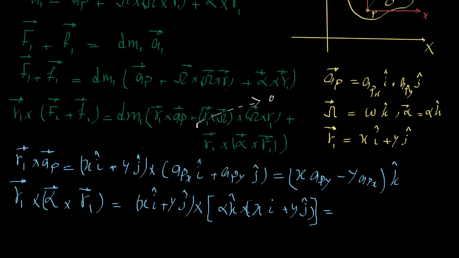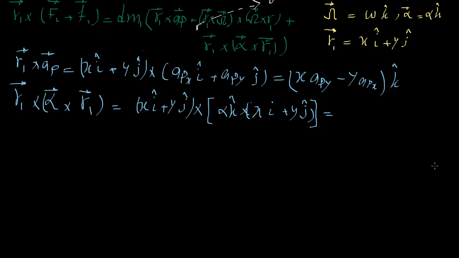So this would be, again, x in the i plus y in the j, cross over here. k cross i, that would be j, so that would be alpha x j. And k cross j is minus i, so that would be minus alpha y i. Okay, and now let's do the other cross product.